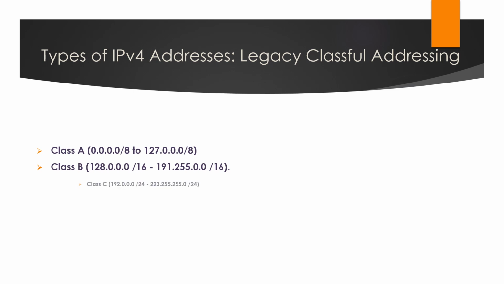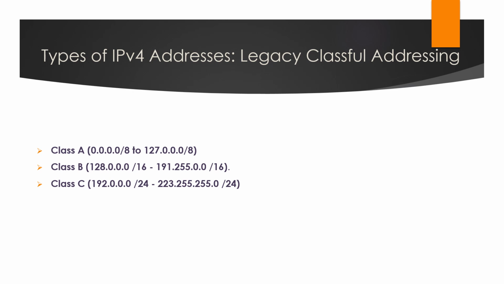And we have even class C with the range of the IP address as it is shown on the slide, designed to support small networks with a maximum of 254 hosts. Class C used a fixed /24 prefix with the first 3 octets to indicate the network and the remaining octet for the host address.